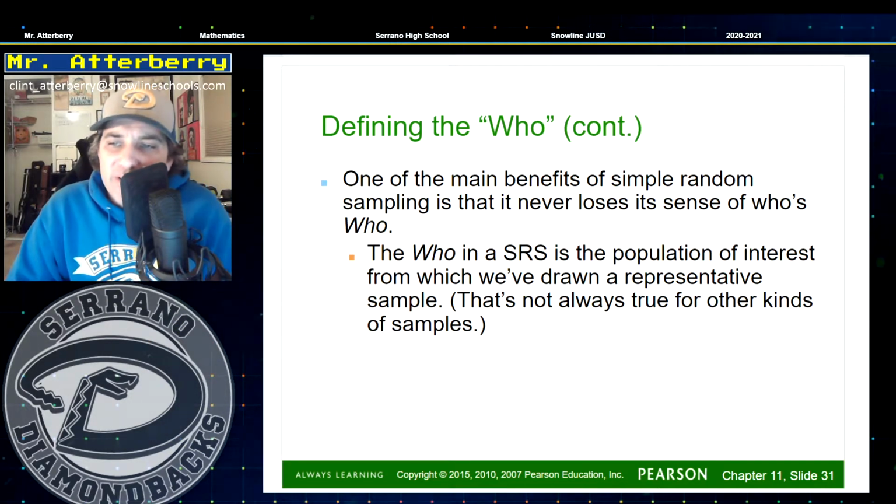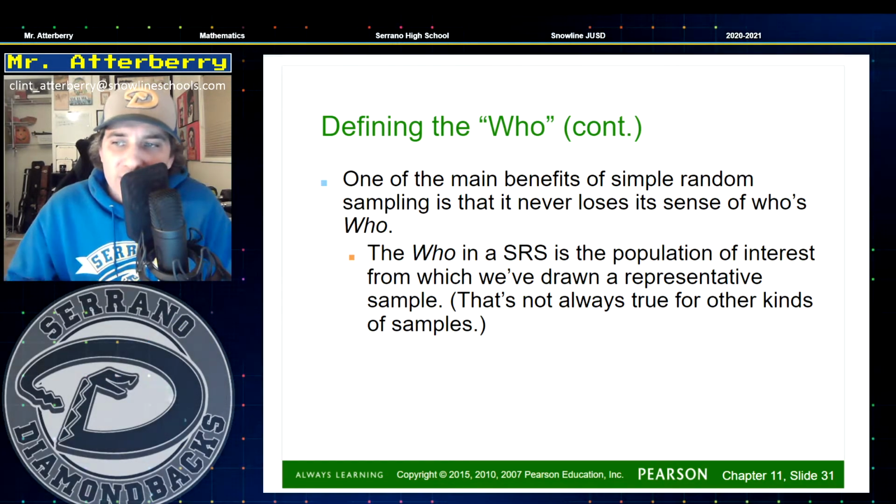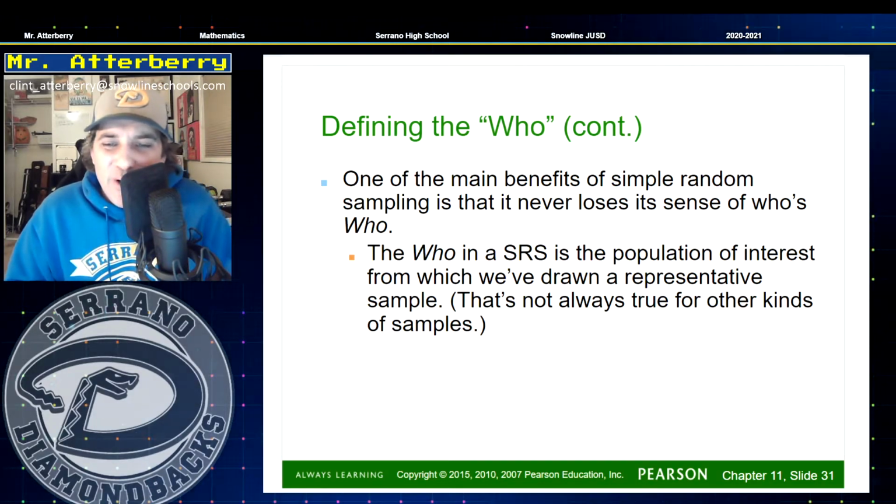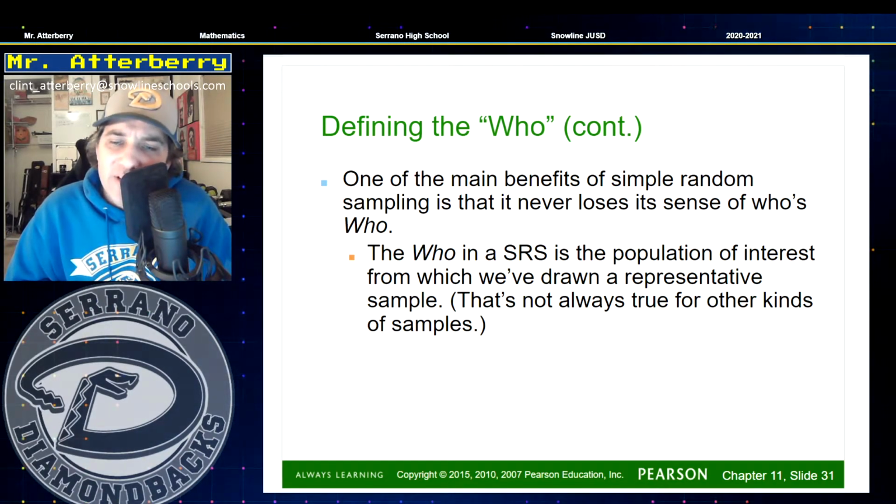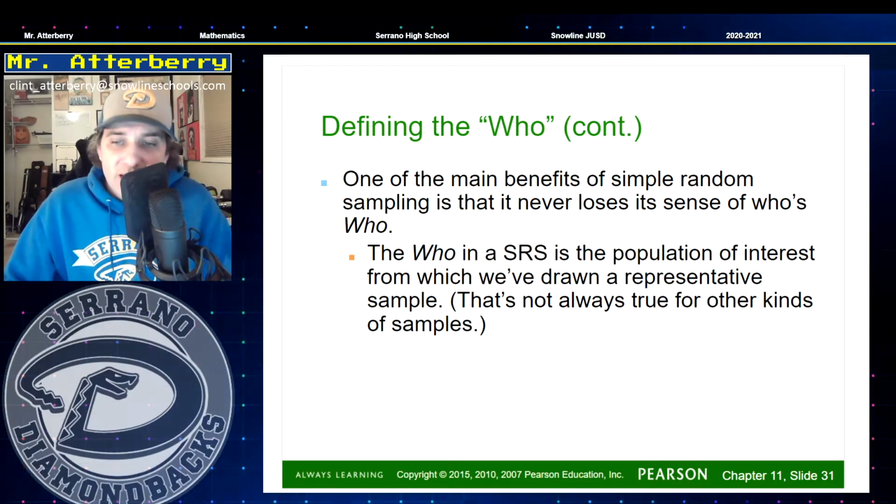One of the main benefits of simple random sampling is that it never loses its sense of who's who. The who in an SRS is the population of interest from which we've drawn a representative sample. That's not always true for other kinds of samples.